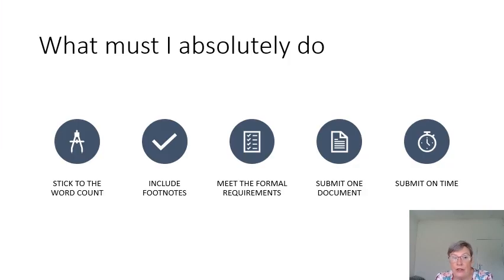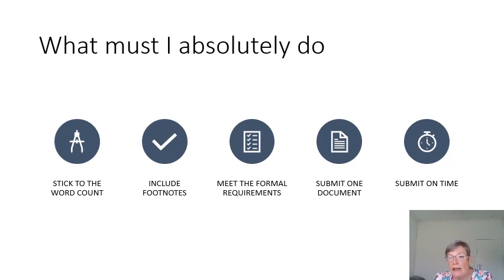Okay, so what is it that you must absolutely do? The 5 commandments of legal philosophy. 1, stick to the word count. There is absolutely no reason to make this longer than you need to. The 4 pages is more than enough for you to answer the questions. 2, you must absolutely include footnotes. If I get stuff without footnotes or with in-text referencing, or the Harvard method as they call it, I immediately know you've plagiarized. And then I take the trouble of finding out where you plagiarized from.